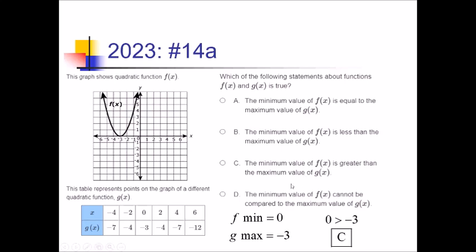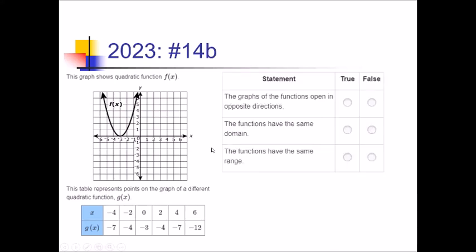So choice C. For part B of this problem, they're giving us 3 statements about the 2 different functions. They're still comparing them, and now they want to know which of these statements is true or false. So looking at my statements, we have one talking about the directions that they're opening, another about the domain and the range. I'm going to make a little table where I compare them on all of these different attributes, and then I can choose true or false based off of my little table.